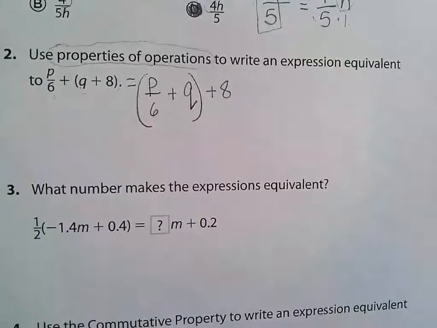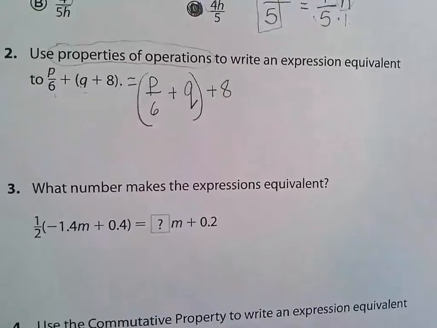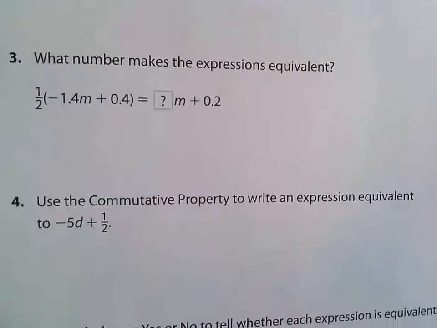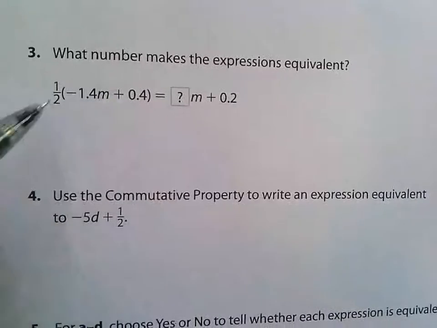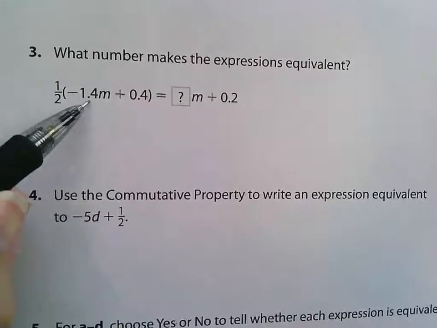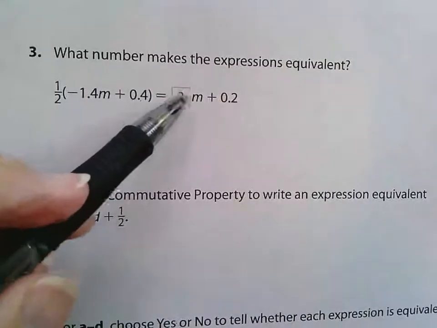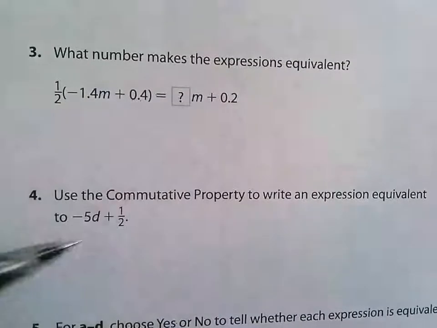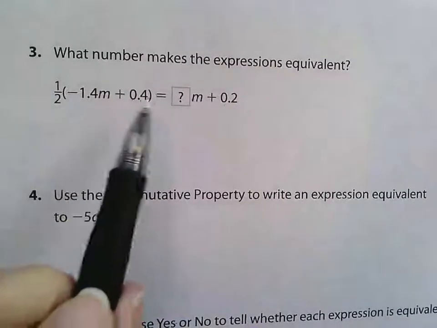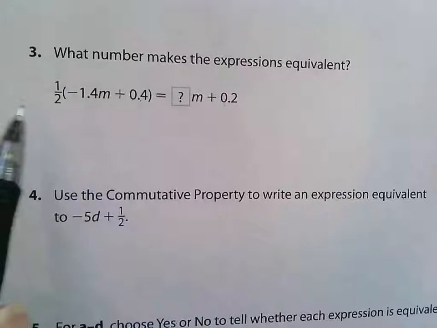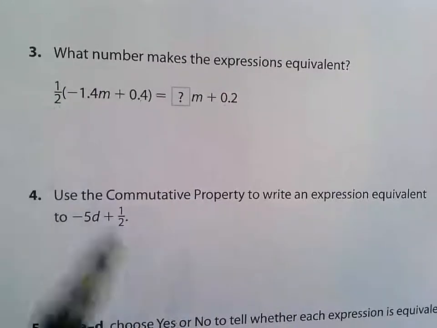What number makes the expression equivalent? Number 3. So we have 1/2 times the quantity, -1 4/10, plus 4/10 is equal to something times m plus 2/10. Well, these are in decimal format, and this is in fraction format. So you can work with them that way.